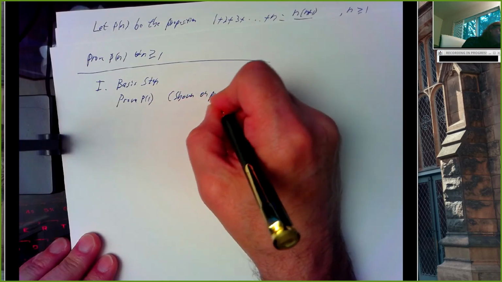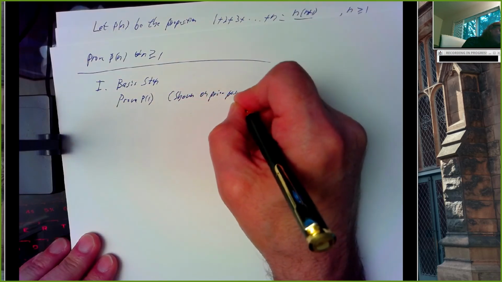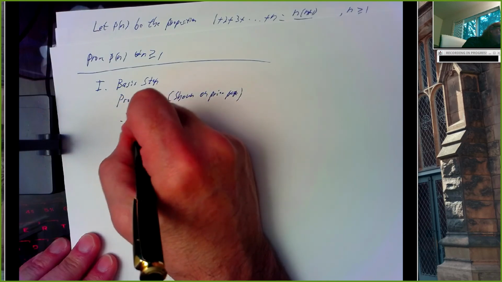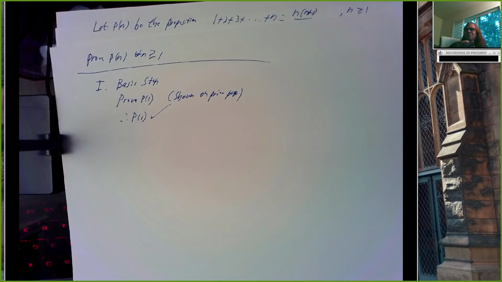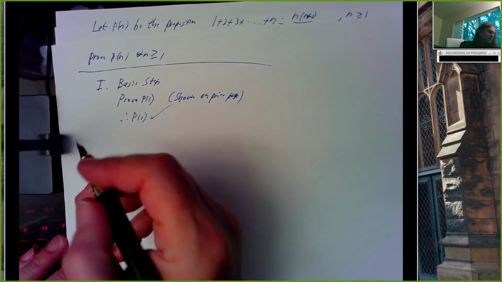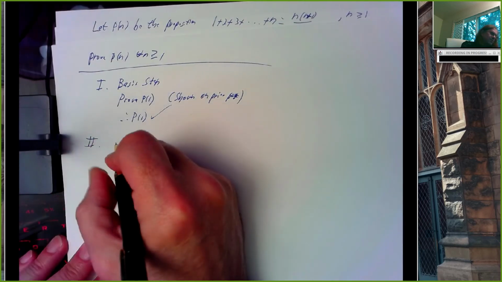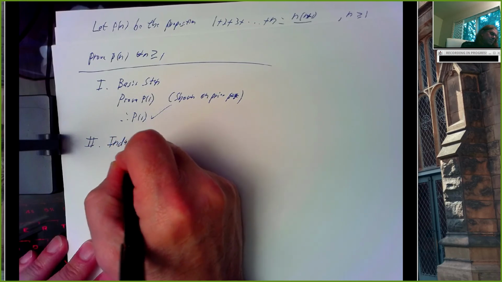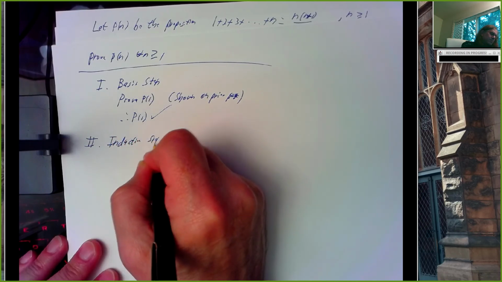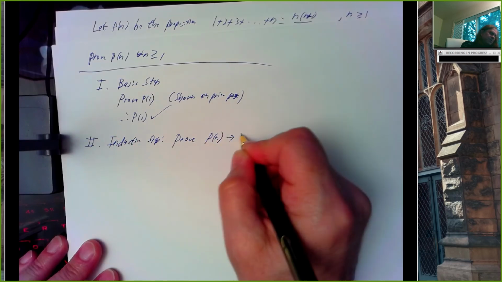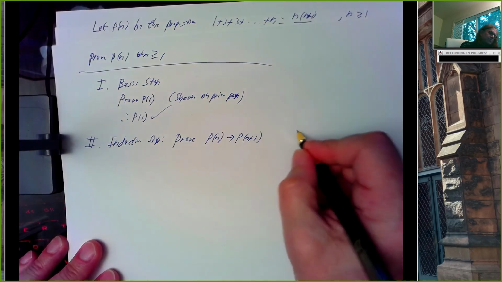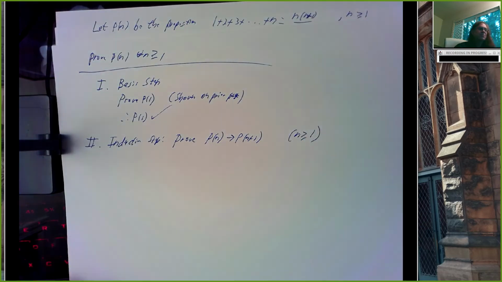Shown on prior page. So P of 1 is true. When we just say P, the implication is P is true. All right, so P of 1 is true. So the real work comes in the inductive step. Prove that if P of n is true, then P of n plus 1 is true, where n is some integer bigger than or equal to 1.